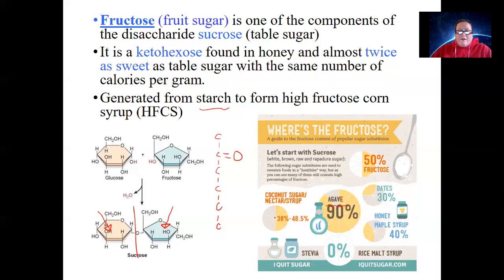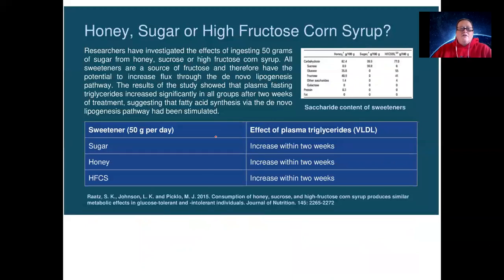And then there are other alternatives that range between 38. Stevia doesn't have any, nor does rice malt syrup, and I have not used either of those as sweeteners before. I think I may have used stevia once. It was bitter, kind of gross. But I think that it's interesting to look at this.